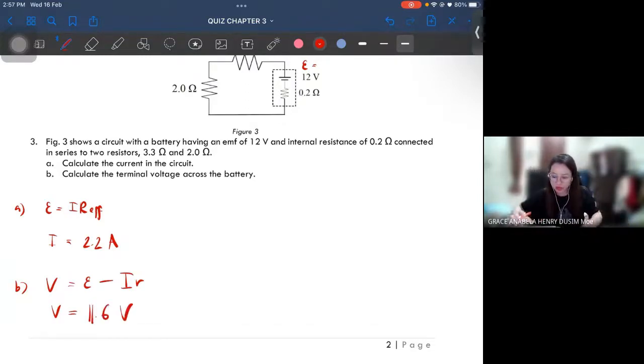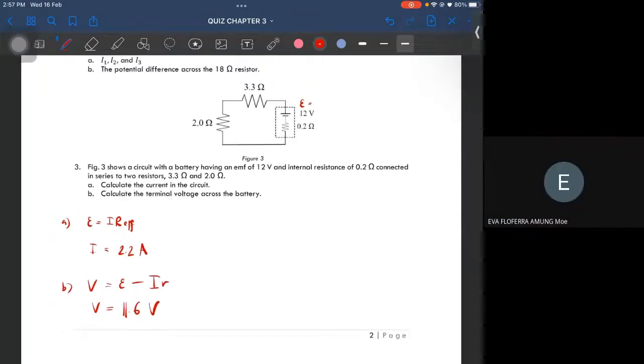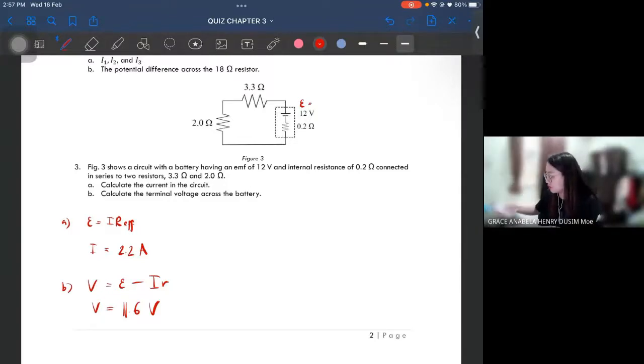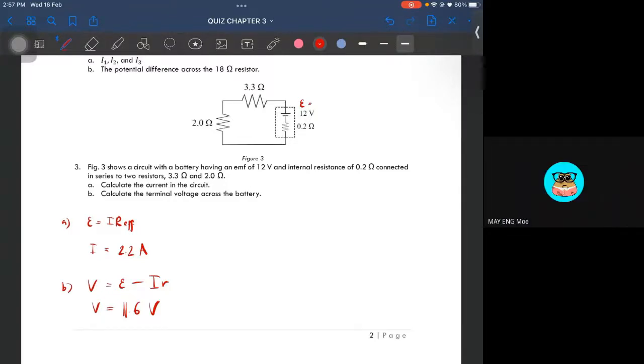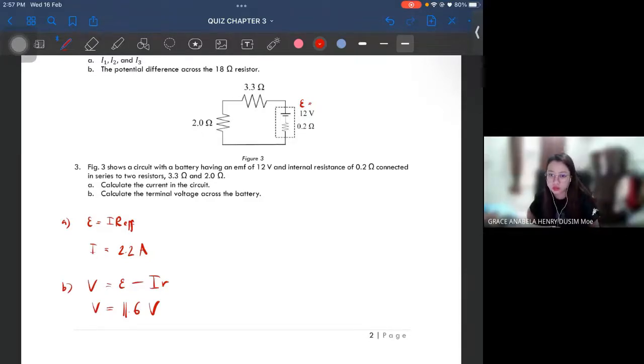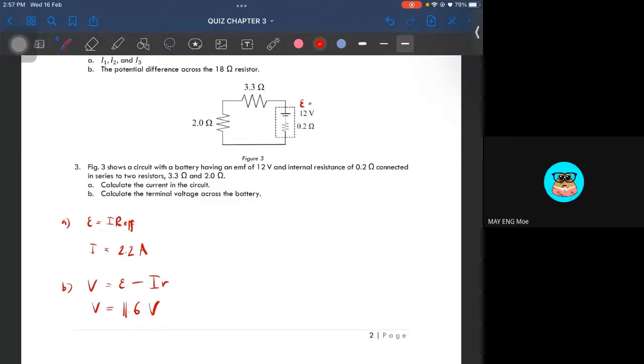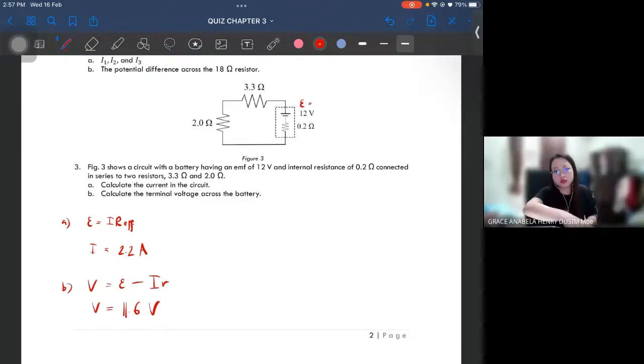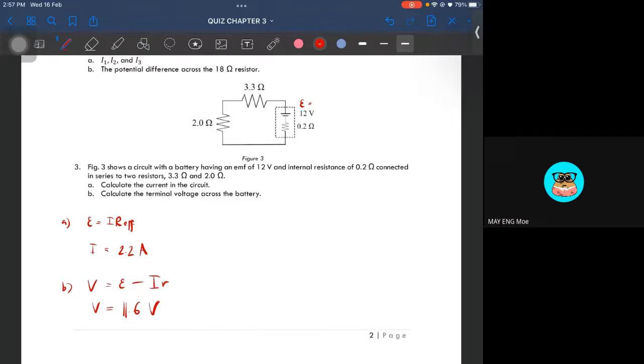Okay, can? Yes, Miss. Miss, if I use the Ohm's law formula, can? Ohm's law, the current you use is 2.2 ampere. But you will use the effective resistance, right? Yes. Okay, can. Okay, thank you, Miss.